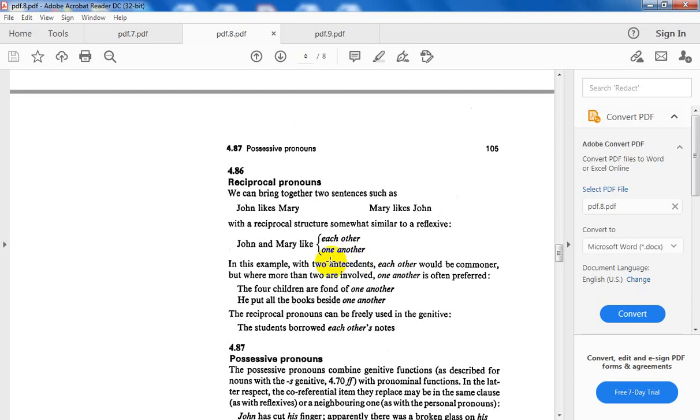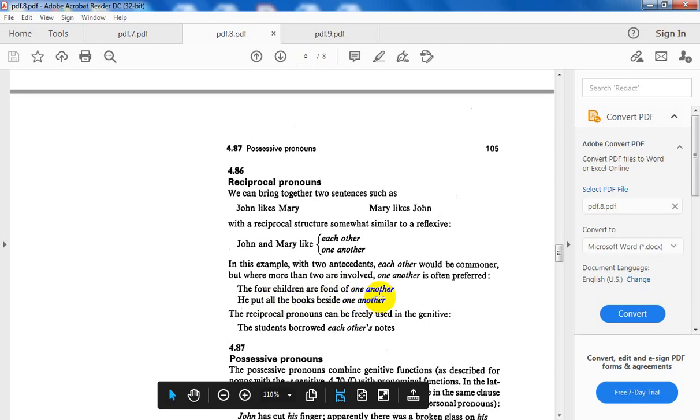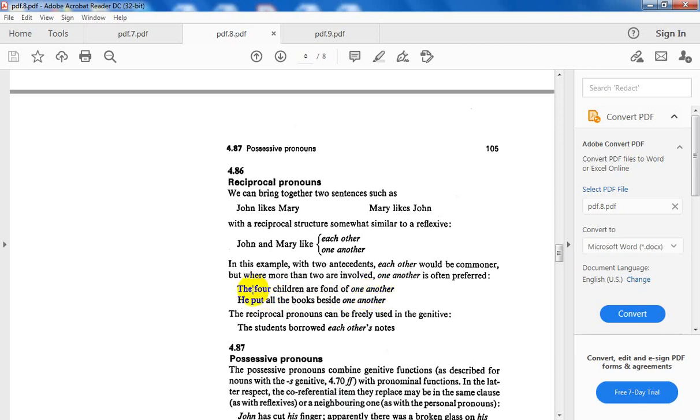In this example with two antecedents, John and Mary, each other would be commoner, but where more than two are involved, one another is often preferred. So I say each other because I have two antecedents, but if it is more than two, it is preferable to use one another. The four children are fond of one another. Why one another? It is obligatory not to use each other because I have four.